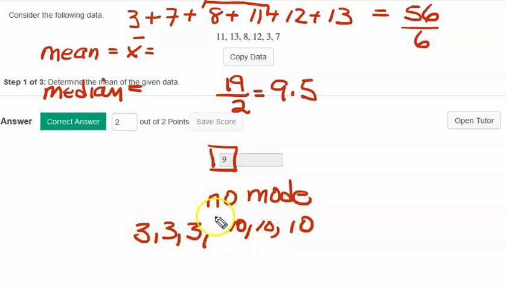So students often think, well, yeah, this is used 3 times, this is used 3 times, so there's bimodal. No, there is no mode. Now, if we added here a 15, then this would be bimodal. But there is no 15 in that suggestive example that I gave here.